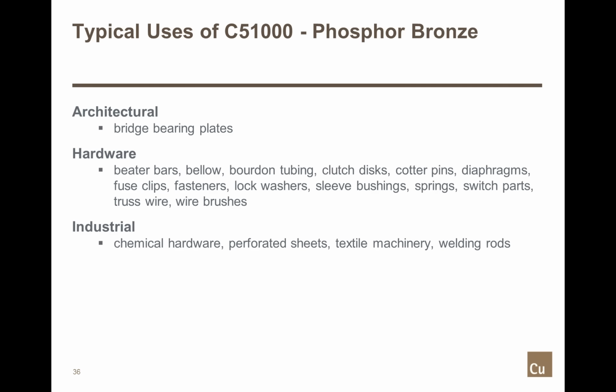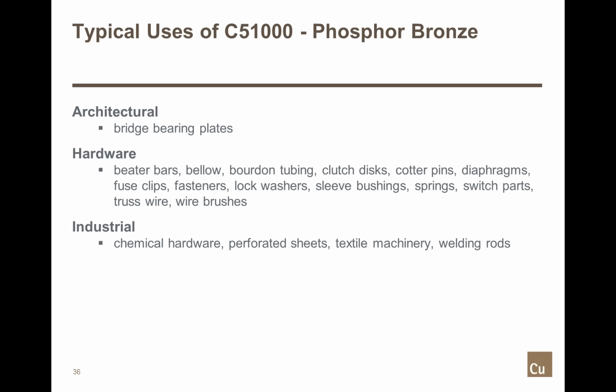Phosphor bronze 510, which is basic phosphor bronze. It's used in architecture in various ways. Bridge bearing plates is noted. Hardware, you have all variety of different things from cotter pins, sleeve bushings, springs, switch parts, fasteners. In industry, there's textile machinery, welding rods, chemical hardware.